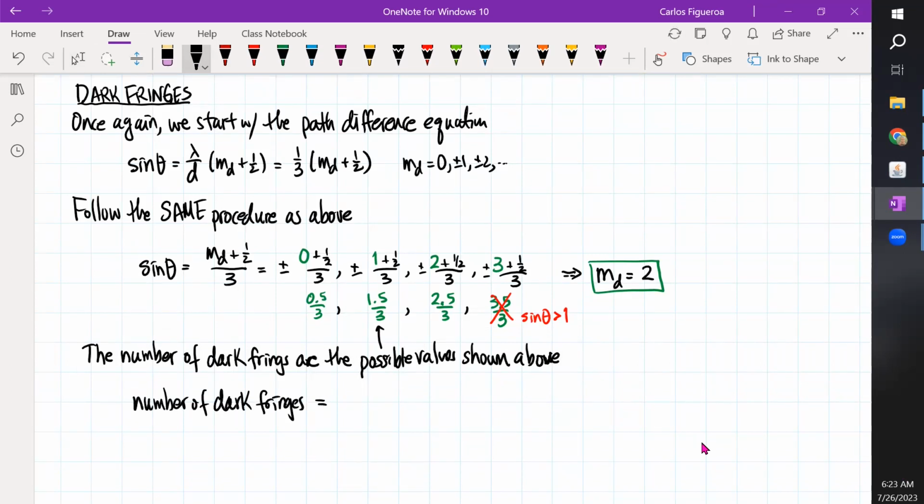So note, there are 2 zeros. Okay, so I'm going to write 2 here, and this is because there are 2 zeros. That's what I've been calling plus or minus. And because of the plus or minus, note that I'm always going to have a value of 2. Again, that's because of the plus and minus. And then this guy is going to be times MD. So if I put this together, I'm going to get 2 plus 2 times 2. That gives me 6 dark fringes.